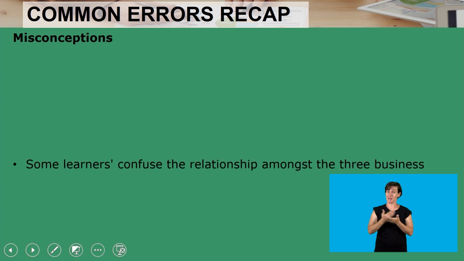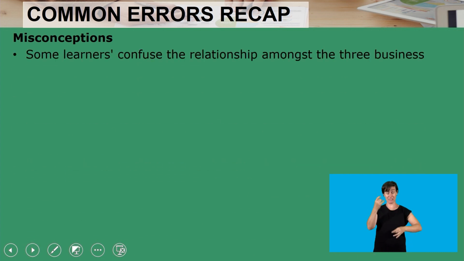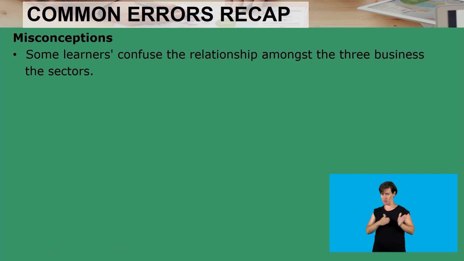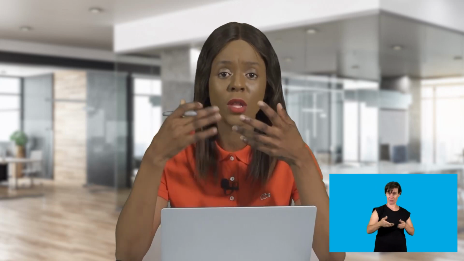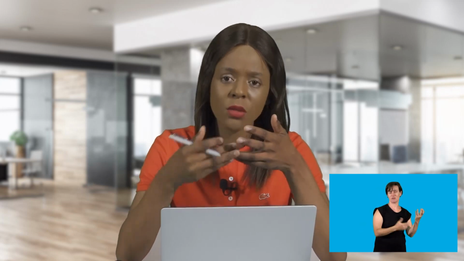Here are the misconceptions. Some learners confuse the relationship amongst the 3 business sectors that we have. So you must not confuse the relationship or the link between the 3 sectors. You need to understand that each and every sector depends on another sector. Like we said, the primary sector depends on the secondary sector for the machinery, for the equipment that they use. The secondary sector depends on the primary sector for the raw materials that they have to transform.